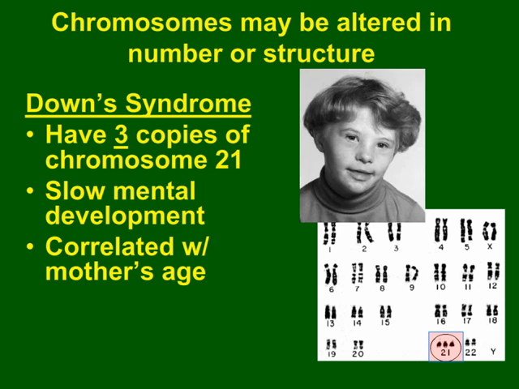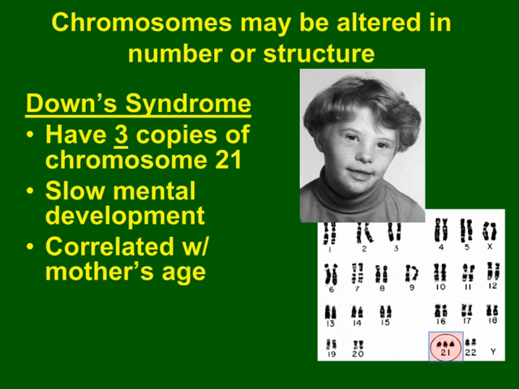But the reason that we worry about Down syndrome more in older mothers is that younger mothers tend to abort those trisomy 21 embryos pretty frequently, whereas an older mother, for whatever reason, her reproductive tract tends to retain those embryos. And so that's why older mothers are more likely to have a Down's child than younger mothers.